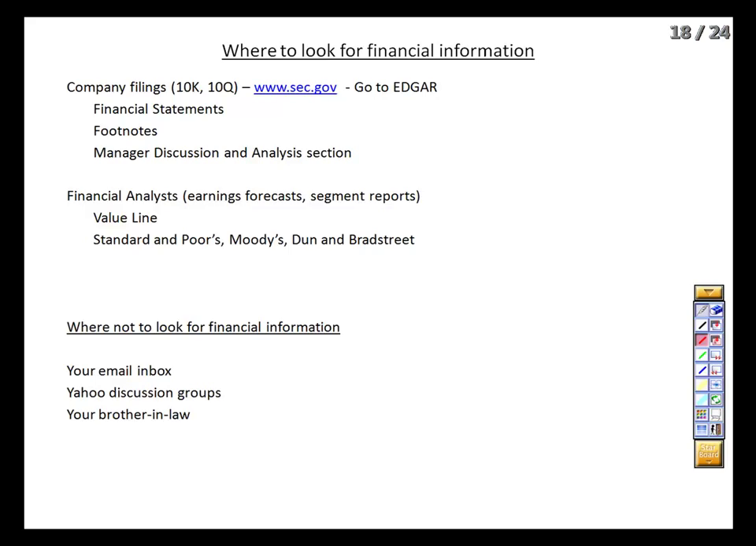Where should you not look for information? Your email inbox for a start. The people who are emailing you about stock picks are looking for nothing more than to get people to pump up the stock so they can unload their own shares at a higher price. Any sort of unmoderated forum, like Yahoo discussion groups, is the informational equivalent of Mos Eisley, a wretched hive of scum and villainy. Don't believe anything you read there, especially by anyone claiming to work for the company and has an inside scoop. Of course, if you take financial advice from your brother-in-law, you deserve what you get.